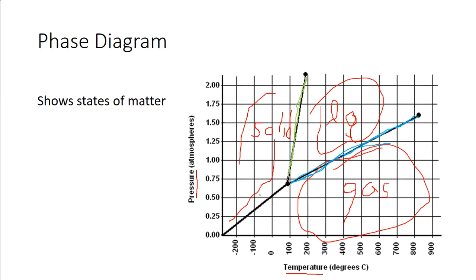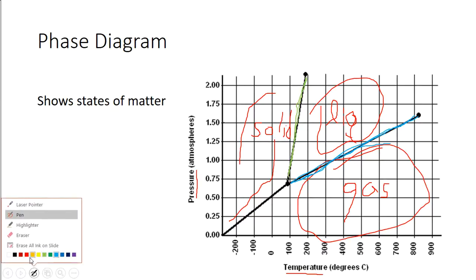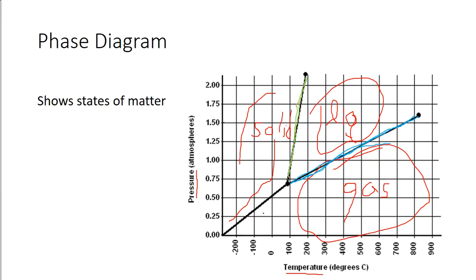And then here is where solid goes right to gas, and that might be familiar to you with dry ice, and I'll try to bring some of that in. But dry ice goes right from solid to gas.